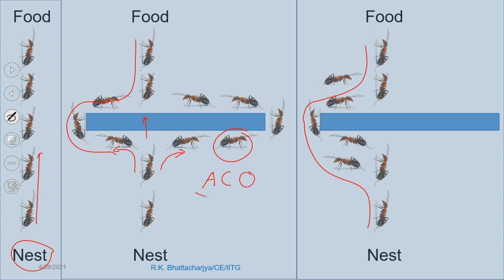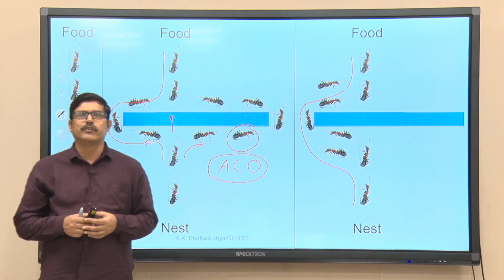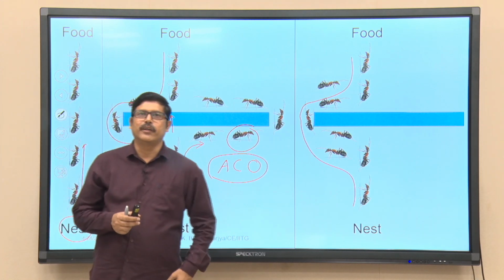So, this is basically based on the behavior of ants, how they source food through the shortest distance, and based on that this algorithm has been developed, and this is a metaheuristic optimization algorithm. So, what I would like to say is that whether we know optimization or we do not know optimization, we are actually using optimization in our day to day life.